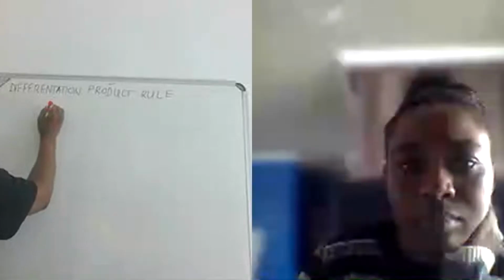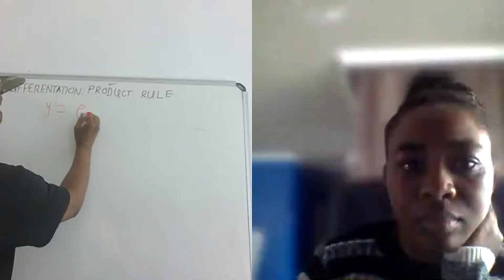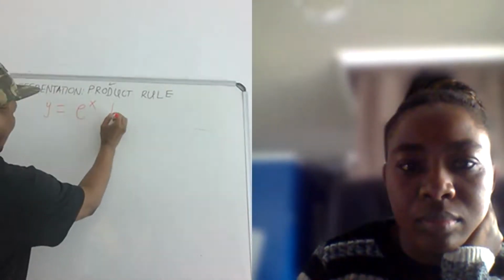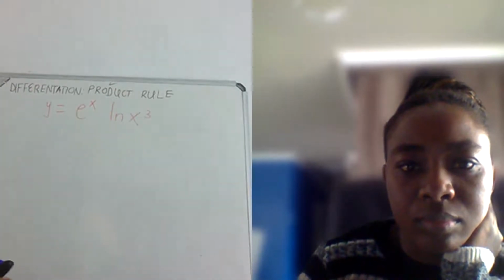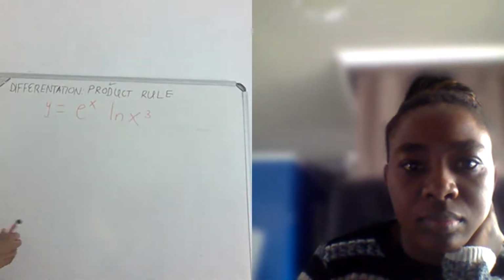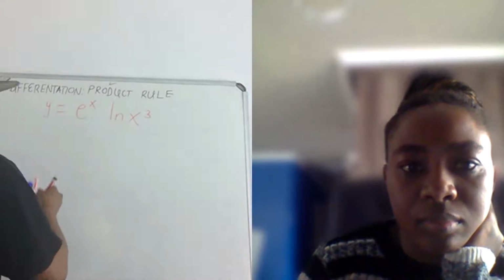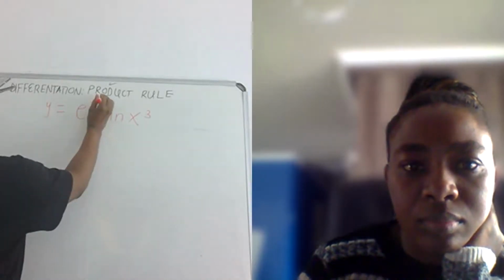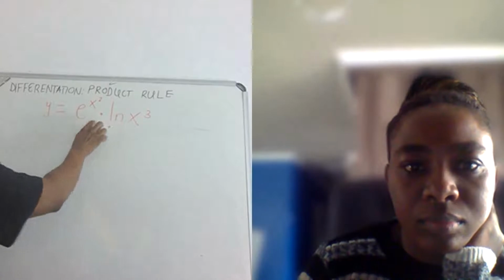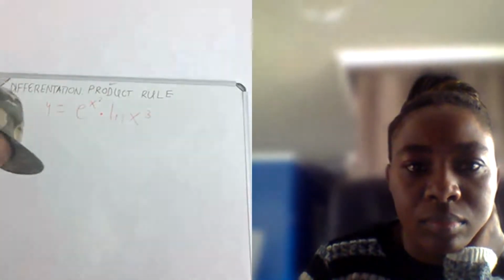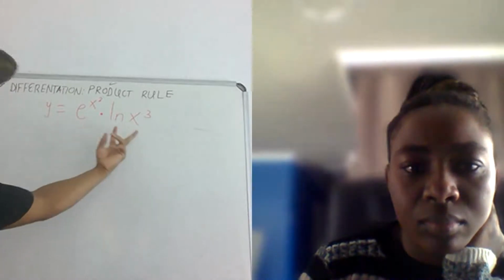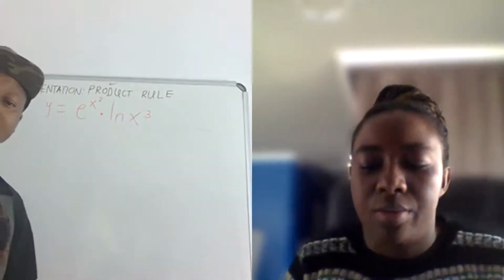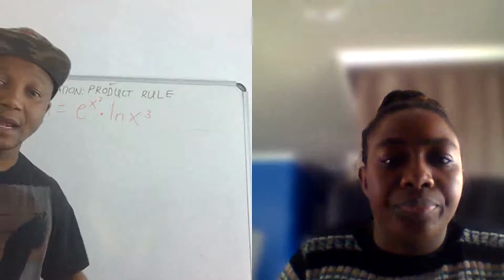For example, if somebody gives you, let's say, y equals e^(x squared) times the natural log of x cubed, and says differentiate. You see you have two functions here. Let's just say this is e^(x squared), and this is a multiplication. So here you have the product of the two functions, the e and the log.